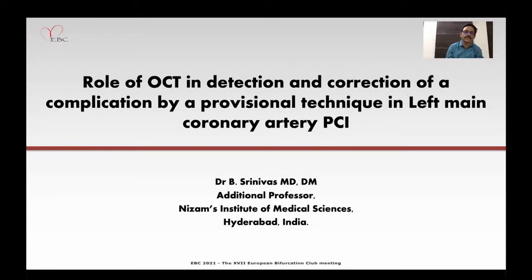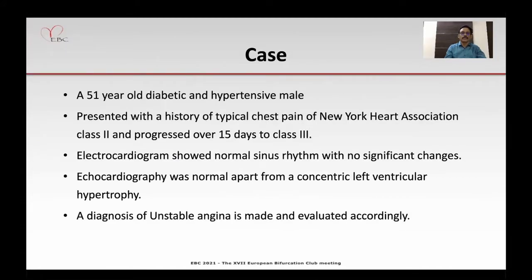The title of my presentation is Role of OCT in Detection and Correction of a Complication by a Provisional Technique in Left Main Coronary Artery PCI. The patient is a 51-year-old diabetic and hypertensive male who presented with a history of typical angina, which was crescendo in nature, NYHA class 2 to start with and progressed soon over 15 days to class 3.